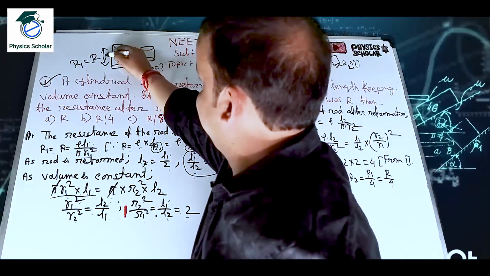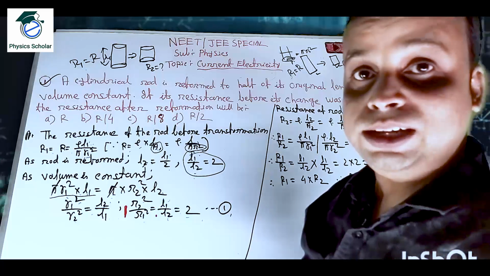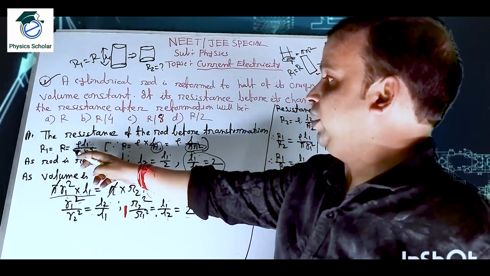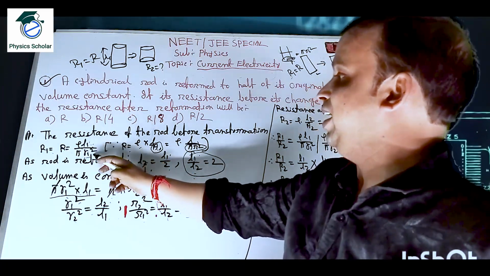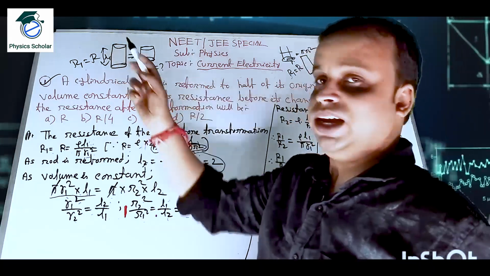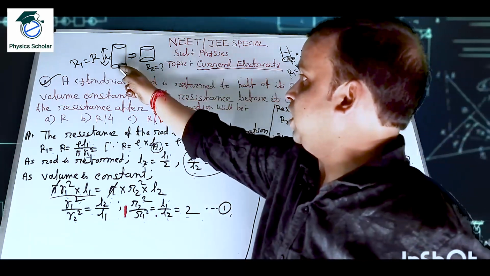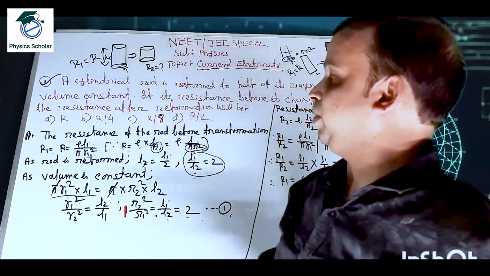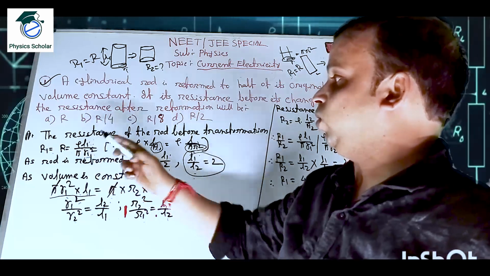L means what? I am assuming it is L1. L1 is the length of the rod. Clear? So what we can write? R is equal to rho into L1 by A. A means the cross sectional area. Suppose the radius of this circle is R1. So what will happen? What we can write? Pi into R1 square.